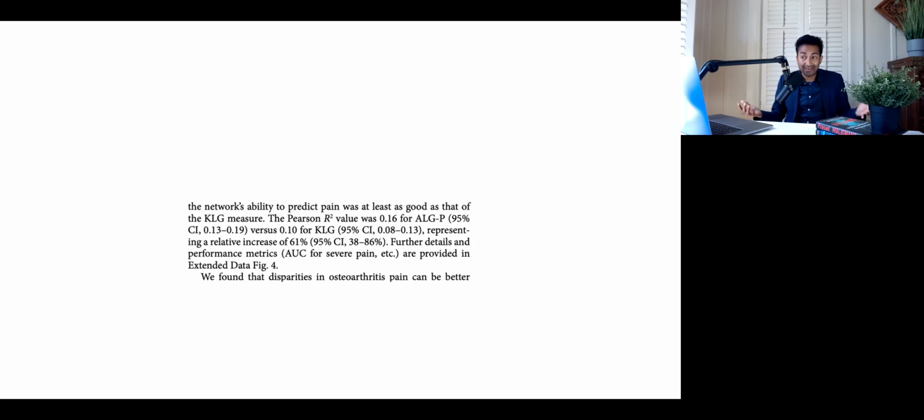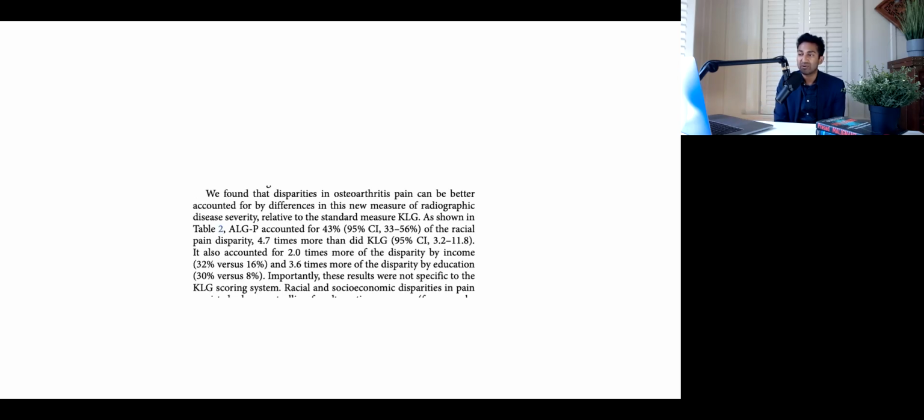But the one thing that is worth saying here is that they're 60% better. You know, they are a lot better. That's a lot better. I mean, I'll concede that to them. They're doing a lot better at predicting the pain using their algorithm than the traditional method. And they've shown a number of ways that that is even better in racially diverse populations. What else do I want to say here?